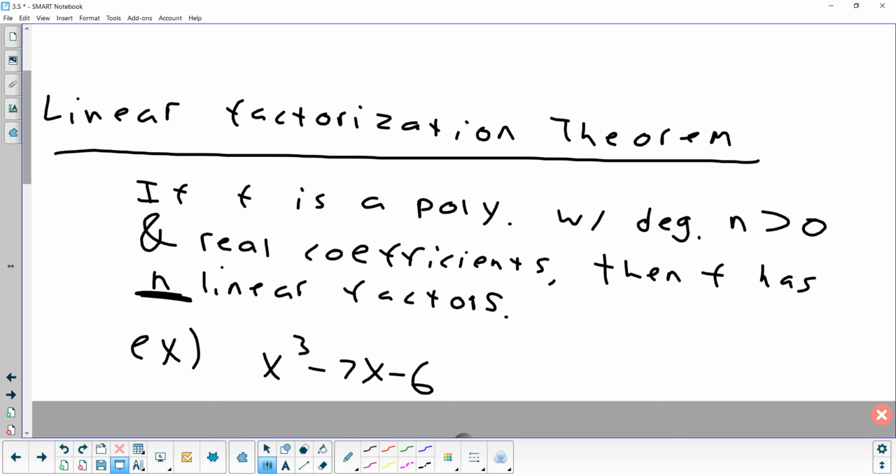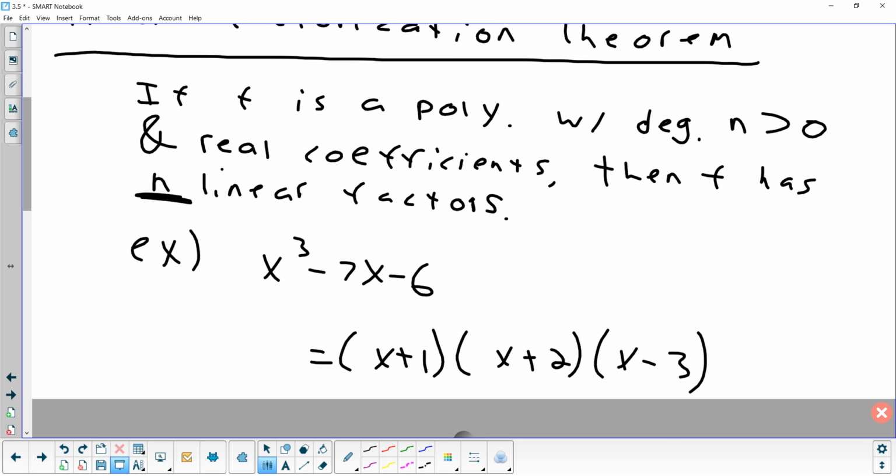So just like a quadratic has a highest exponent of 2, and when you factor it, it's 2 sets of parentheses. How many sets of parentheses do you think I would need when I factor this one completely, based on that theorem? Yeah, 3. It says that if you have a polynomial with a degree greater than 0, then it will factor into as many factors as the degree. So this would be fully factorable as that.